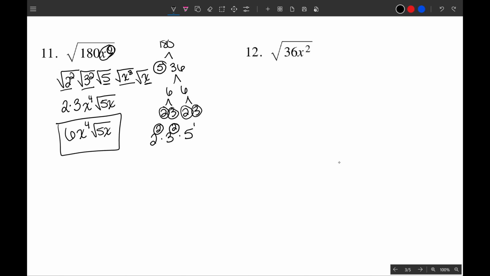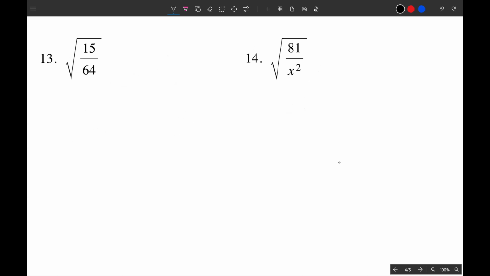All right, I already know 36 is a perfect square, so I don't need a factor tree for 36. And also x squared is a perfect square, so the square root of 36 is 6, and the square root of x squared is x.